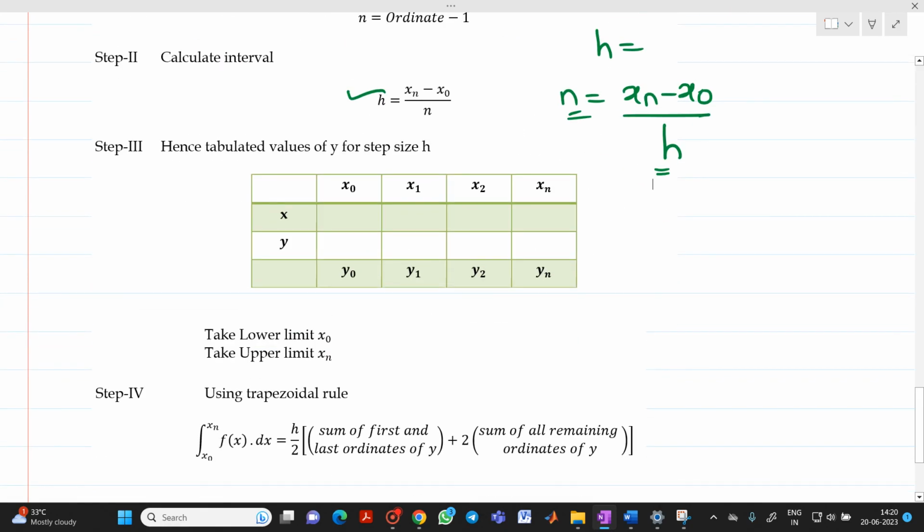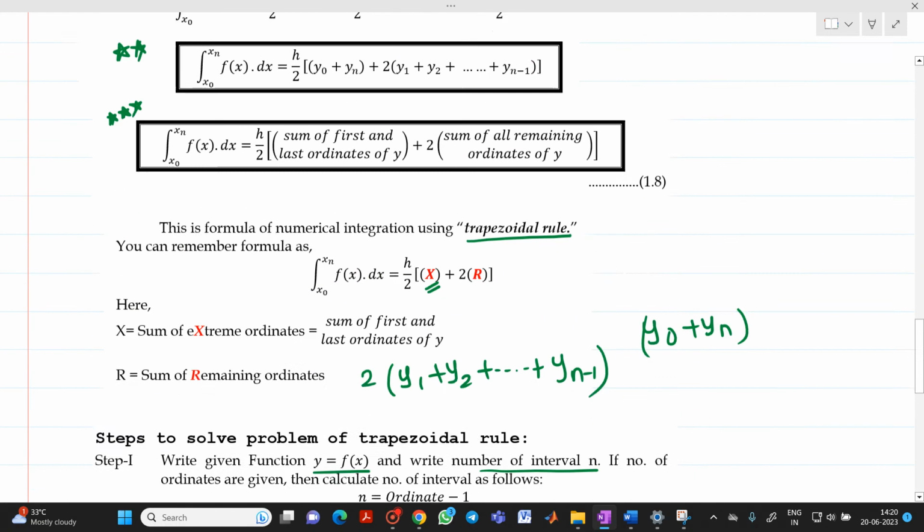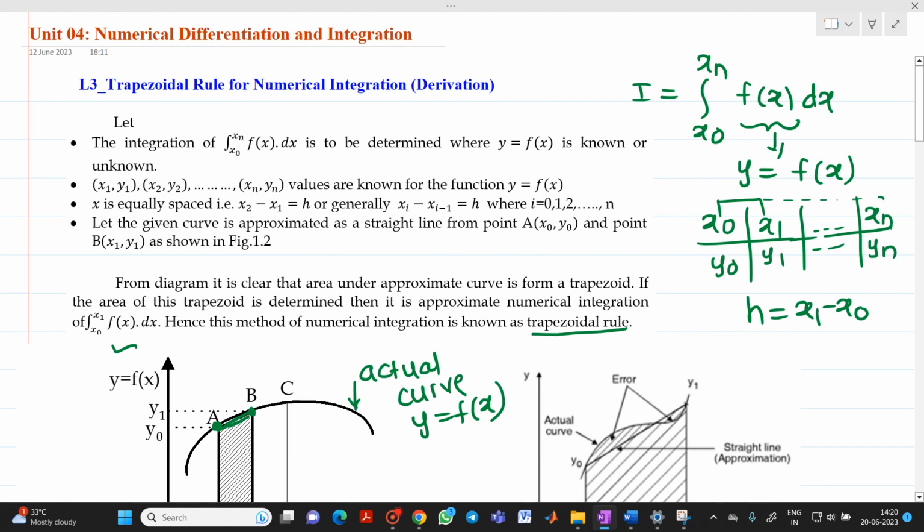Now, depending upon your function y equal to f of x, you prepare a table starting from the lower limit x0 to the upper limit xn, and put x equal to x0, x equal to x1, up to x equal to xn in the given function in order to get the values of y0, y1, y2 up to yn. Then we apply the trapezoidal rule in the last step to get the answer. So this is the methodology and derivation of the trapezoidal rule for numerical integration.